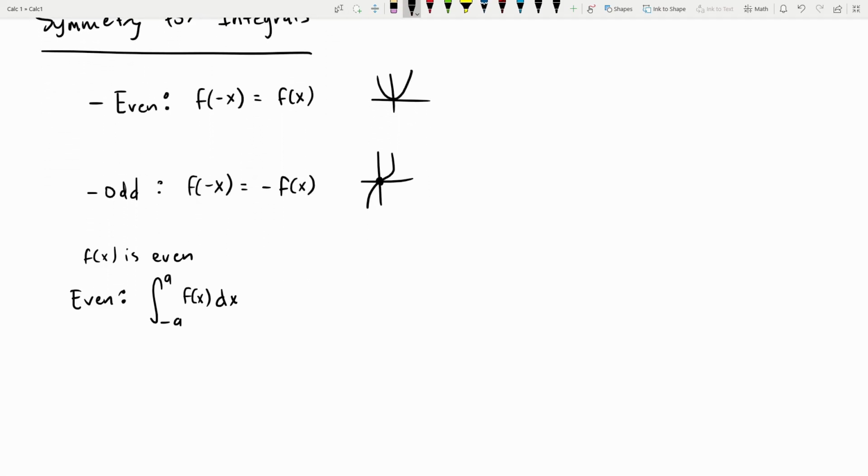So let's say we have this function right here, f(x), and it's even. For the even condition, if we have an integral from a lower bound to an upper bound, and you notice they are both a, so from -a to a, this will just evaluate to 2 times the integral from 0 to a of f(x) dx. I can show you graphically why this makes sense.